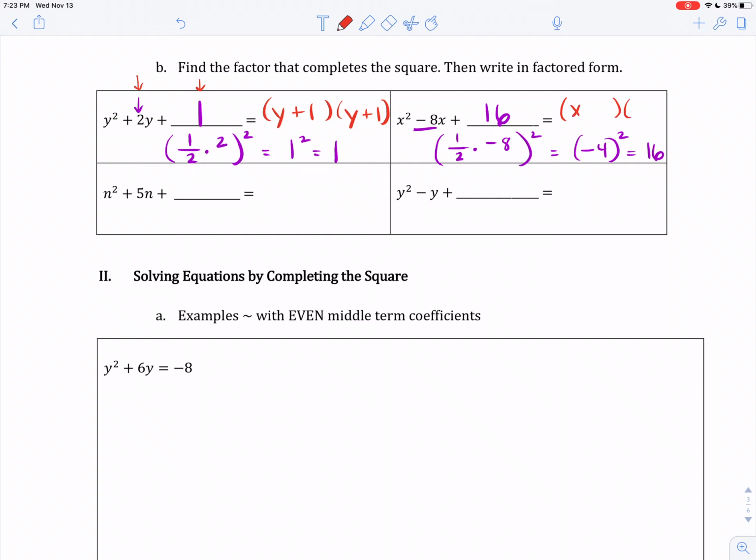I would need two numbers that multiply to give me positive 16, add to give me negative 8. That would be negative 4 and negative 4. And again, there's my perfect square. Now, you may end up in some cases with something that doesn't divide nicely, right? If you have an odd middle term, that's okay. It just means you're going to end up with a fraction on the end.